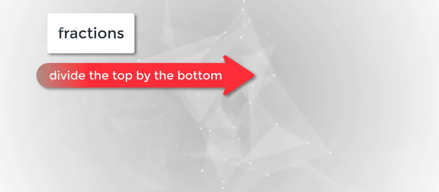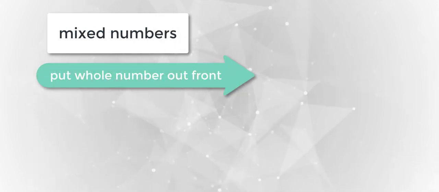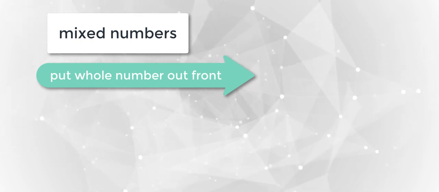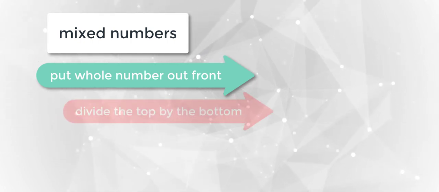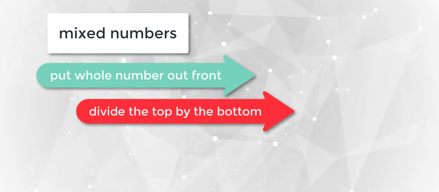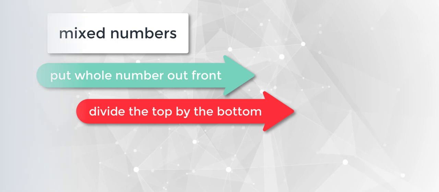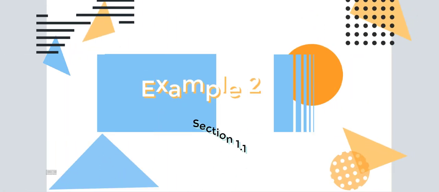So again, the process for when we have a fraction is just use long division to divide the numerator by the denominator, the top by the bottom. Mixed number, we put the whole number part of the mixed number out front in the decimal, and then we follow the same process as if it was just a fraction, and then put that as the decimal to the right of the whole number that's part of the mixed number. And that's how we convert mixed numbers and fractions to decimals.